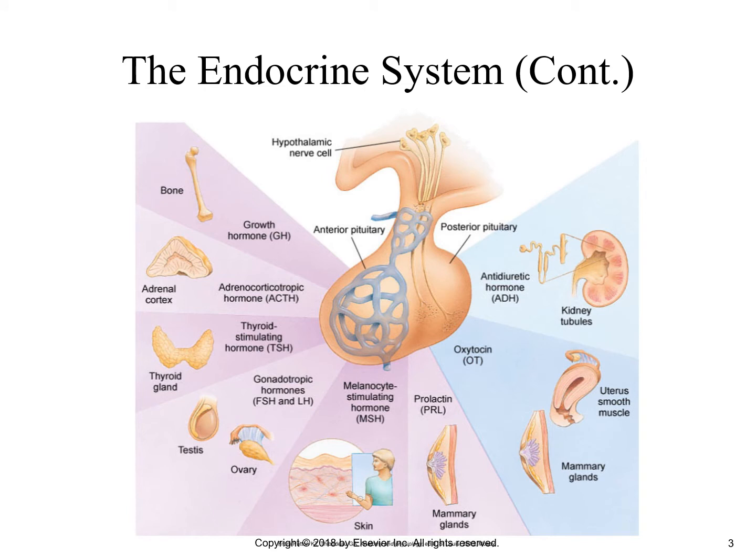This is on page 1394 in your books. These are the principal anterior and posterior pituitary hormones and their target organs.